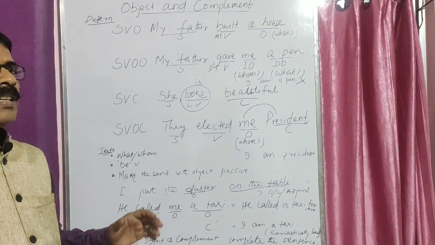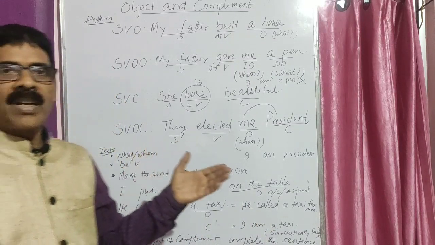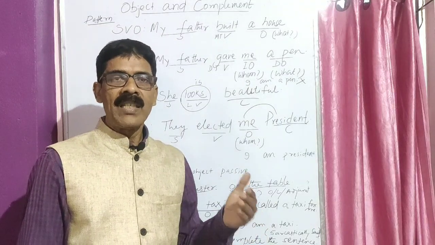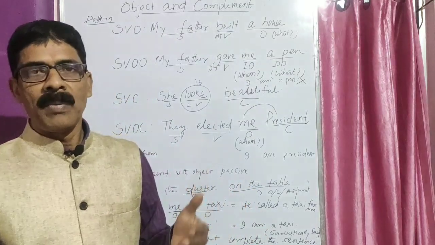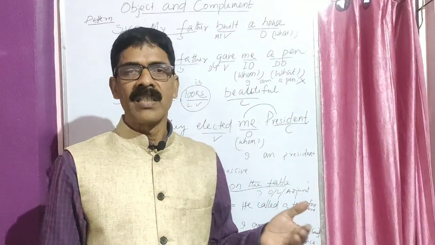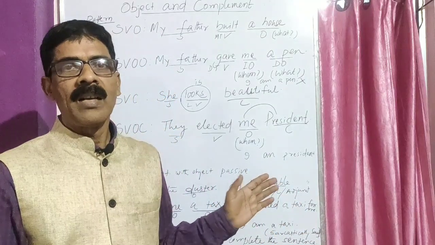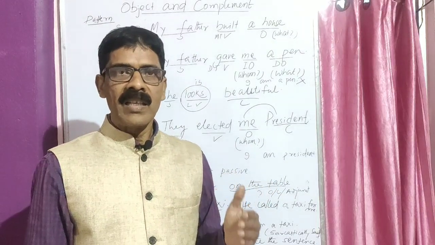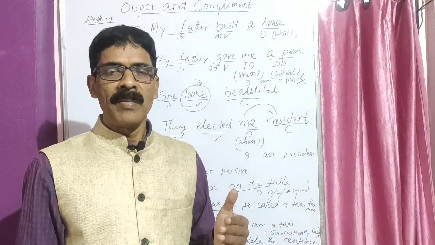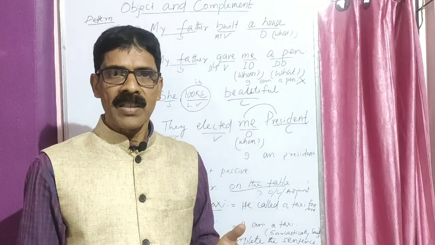So similarly, we can take different other examples to identify the objects, complements and adjuncts in a sentence. I think this formula will help you a lot in identifying the objects and complements in different patterns of sentences in future.